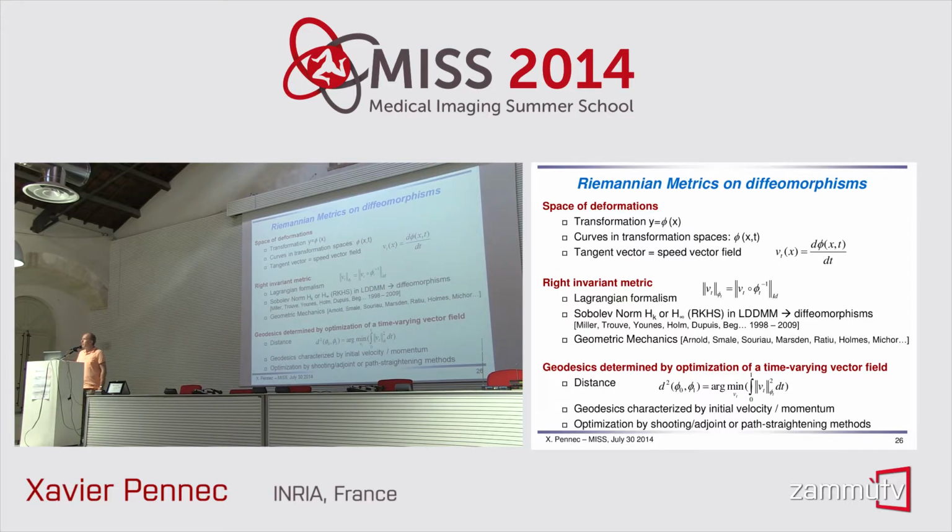Okay? So a tangent vector to a diffeomorphism is just a velocity vector field. That's as simple as that. Now, what is a Riemannian metric? It is a metric on vector fields that depends on the transformation. And if we take a right invariant metric, it means that we take our velocity field, we pull it back to the identity by the inverse transformation, and then we take the norm. And the norm we are taking at identity is usually either a Sobolev norm or a reproducing kernel Hilbert space metric, and that is leading to diffeomorphism.